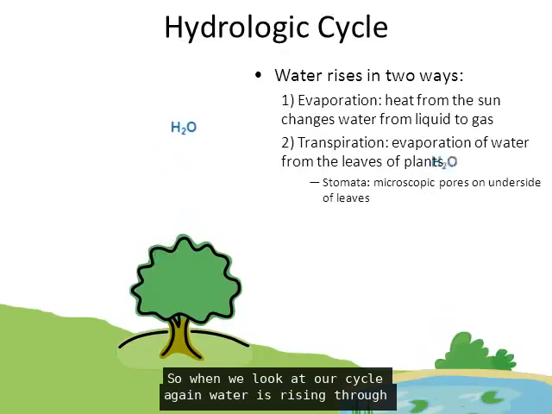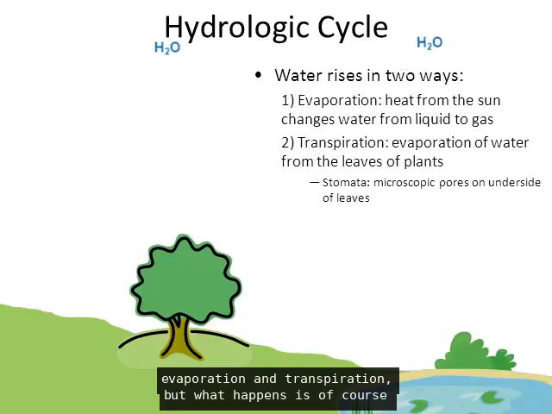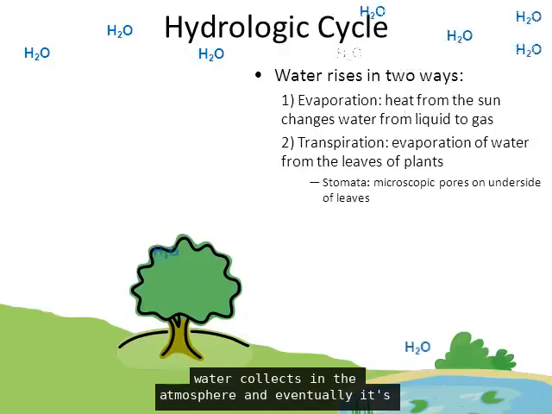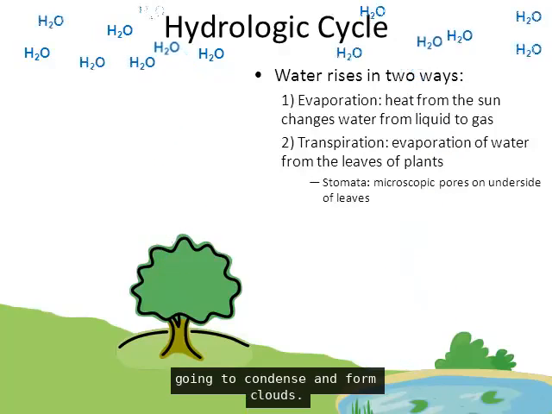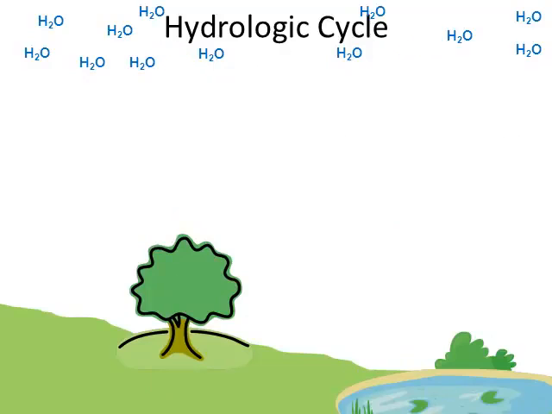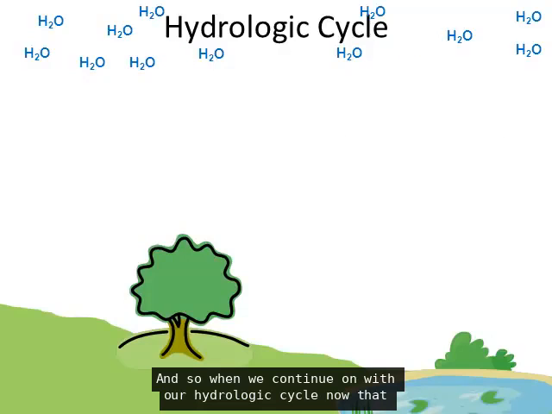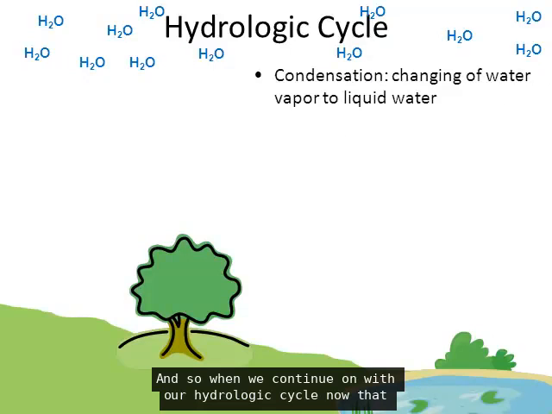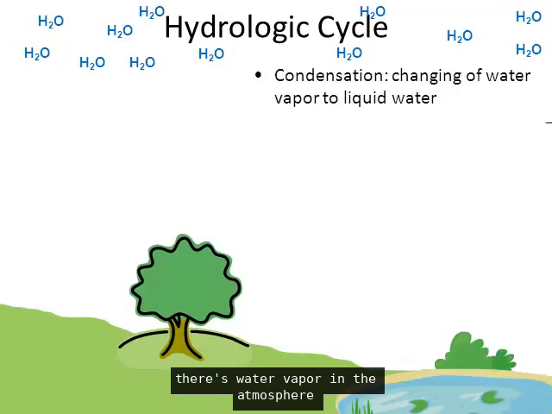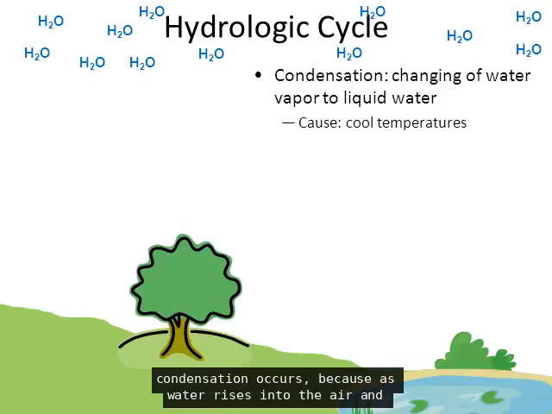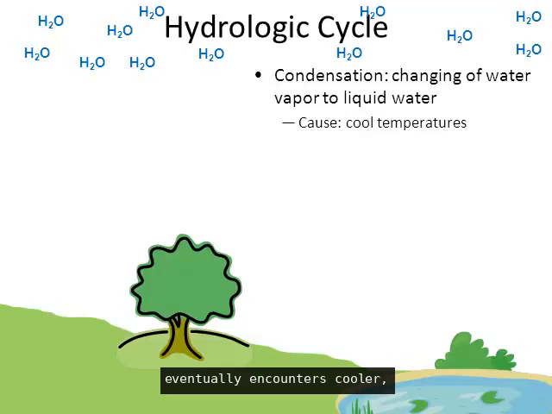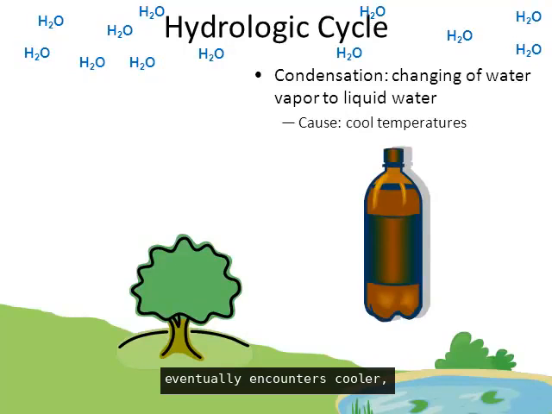So when we look at our cycle again, water is rising through evaporation and transpiration. Well, what happens is, of course, water collects in the atmosphere, and eventually it's going to condense and form clouds. And so when we continue on with our hydrologic cycle, now that there's water vapor in the atmosphere, condensation occurs because as water rises into the air, it eventually encounters cooler temperatures.